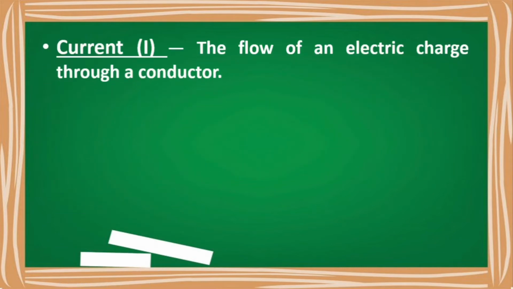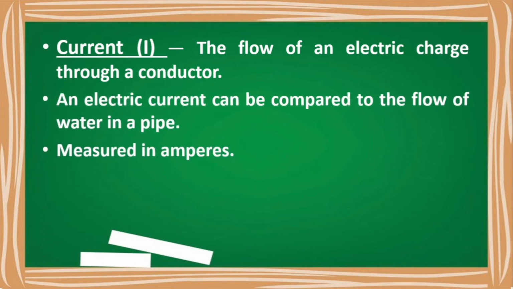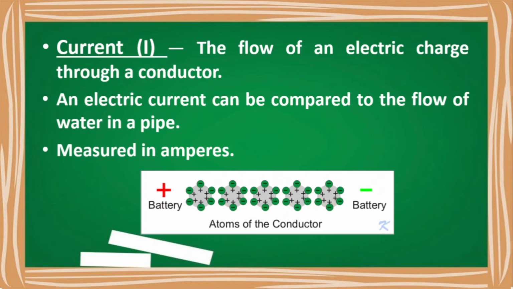Now current. Current is the flow of electric charge through a conductor. An electric current can be compared to the flow of water in a pipe and it is measured in amperes. So ampere is the unit of current. Now this is how the process takes place. The electrons keep moving from one place to another. It keeps jumping. And the flow of electrons with respect to time is nothing but the current.